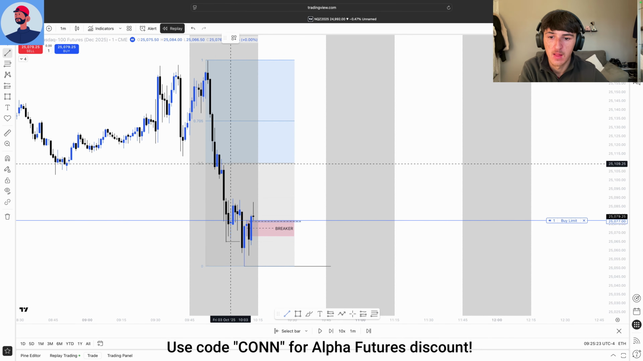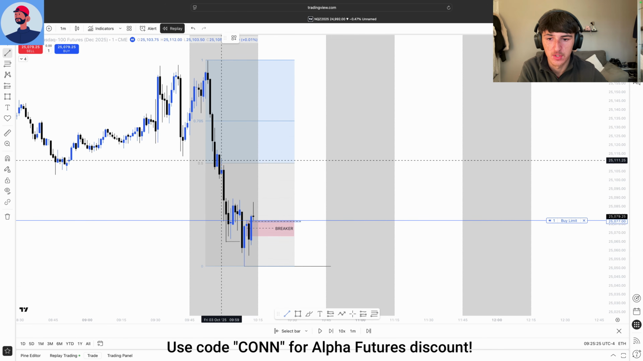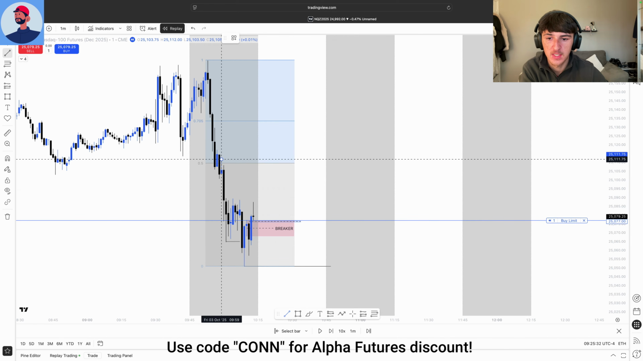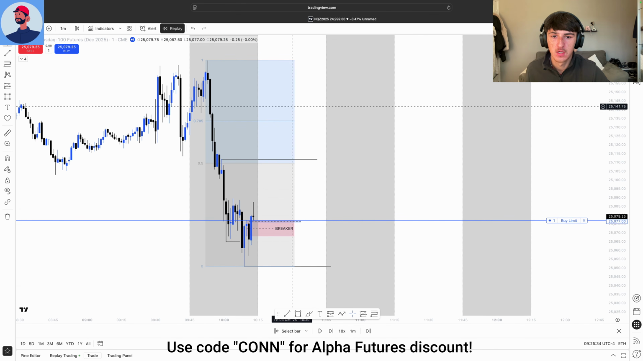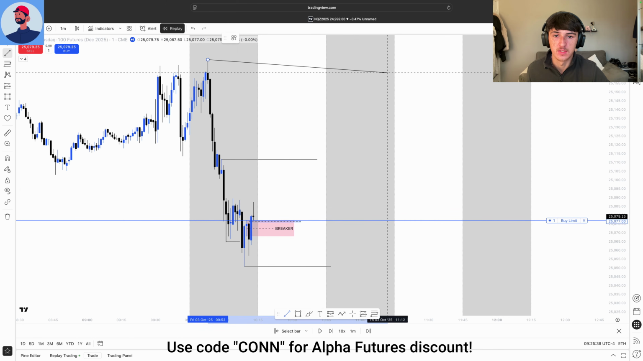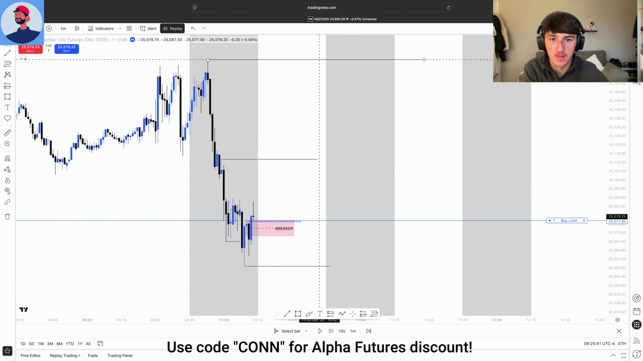Okay, so here we want to be targeting discounted range. So anything above 50% is a good TP because that's where we can expect a retracement. So this internal high is going to be our first target, and our overall TP is going to be this resting buy side liquidity up here. Okay, and that is our two targets.